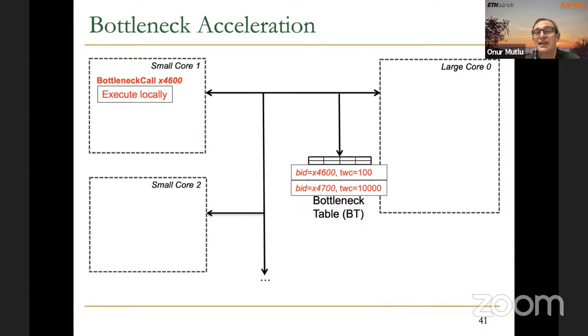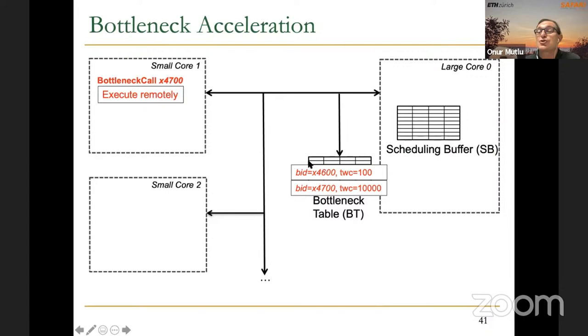Now, small core one gets the bottleneck call 4700 later. It asks the bottleneck table, is this a critical bottleneck? Bottleneck table says, wow, the thread waiting cycles for this bottleneck is quite large. So please prepare and execute this in the large core. And it basically sends an execute remotely signal to the small core. Small core then prepares some packet and sends it to the large core, just like we did with accelerating critical sections. It's a very similar packet, basically.